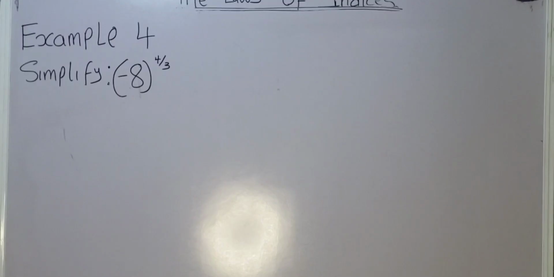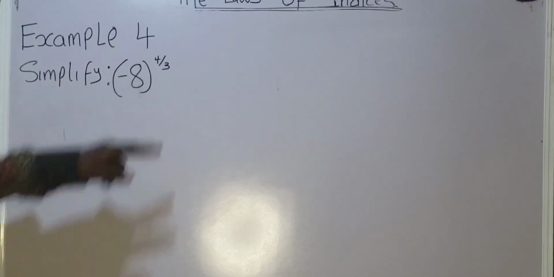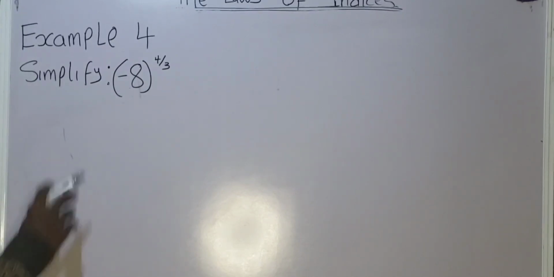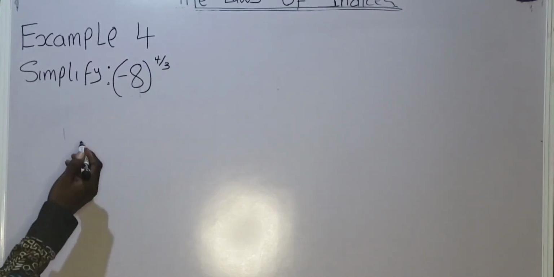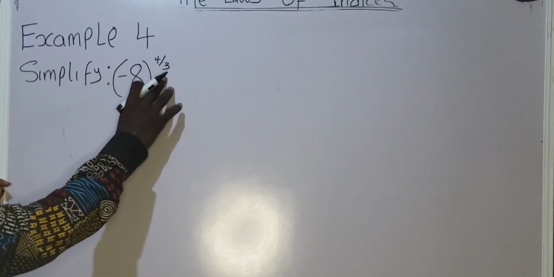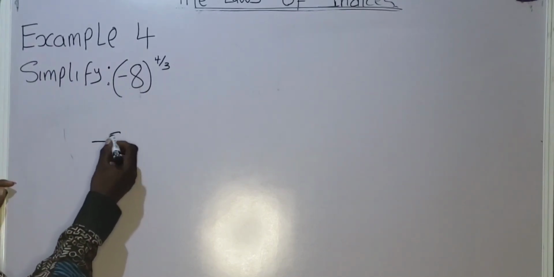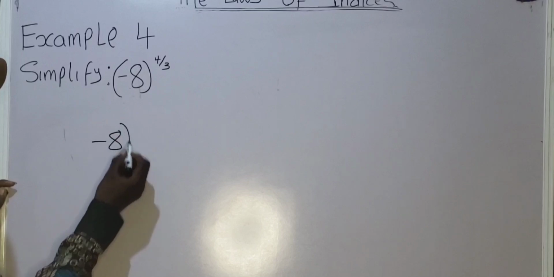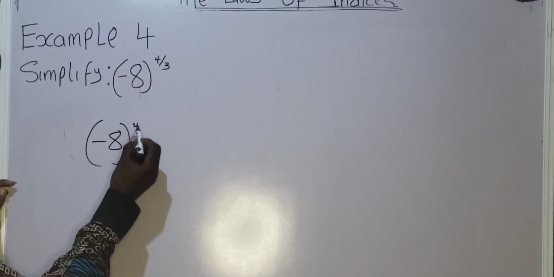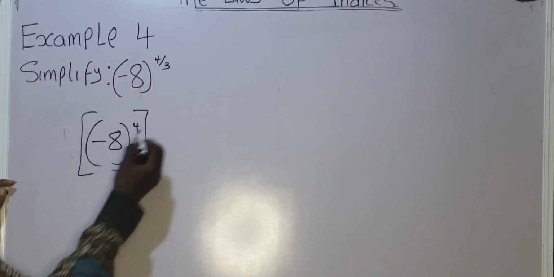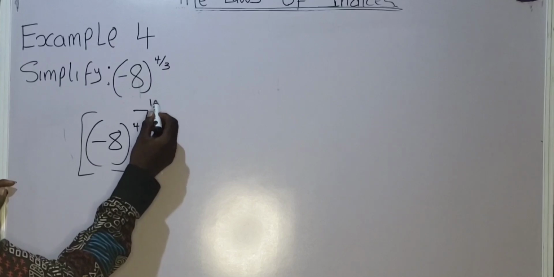Okay. Example 4. Simplify minus 8 raised to the power of 4 over 3. Now, to solve this question, I can rewrite minus 8 raised to the power of 4 over 3 as minus 8 raised to the power of 4, raised to the power of 1 over 3.